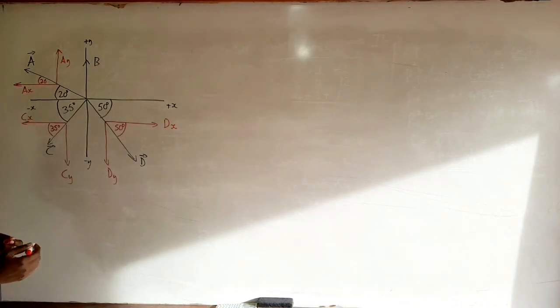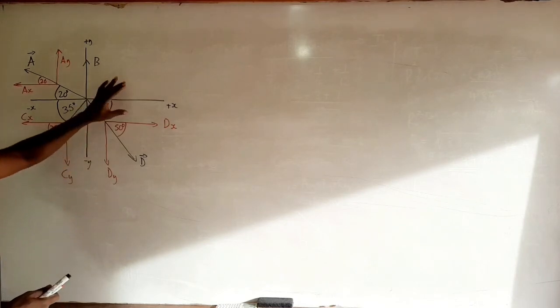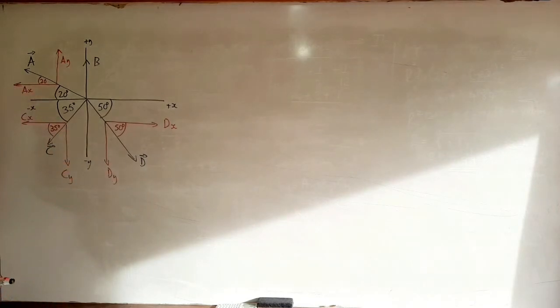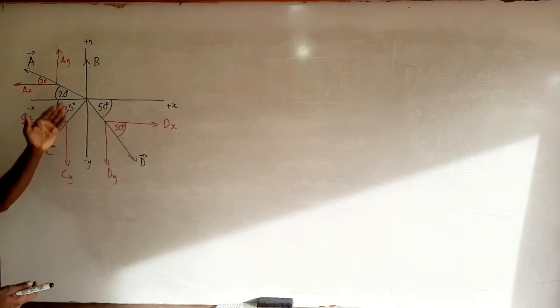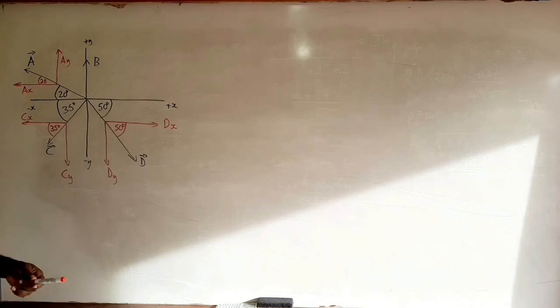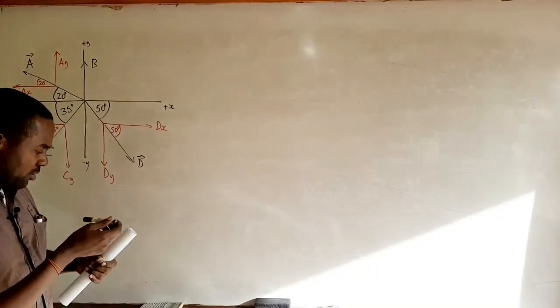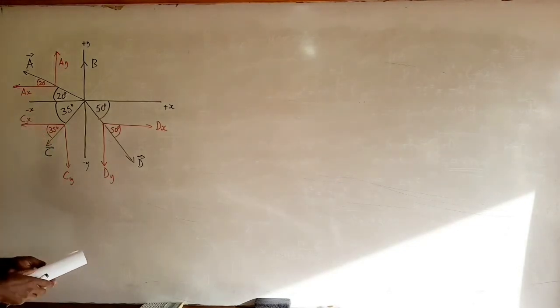Alright? Now what we'll do is resolve them and put down their values, and we'll add all the x components together and the y components together. Now we must remember that components or vectors acting along the positive x direction are positive, those in the negative x are negative, and the same principle applies to the y direction. Alright? So let's go ahead and work out these components for each of these respective vectors.